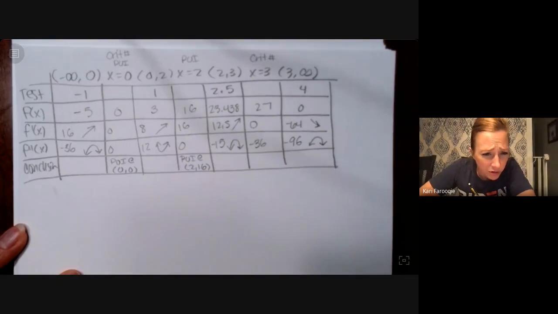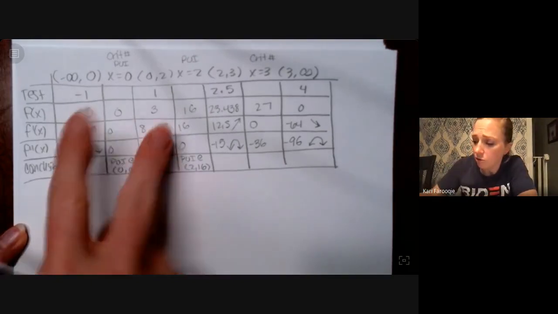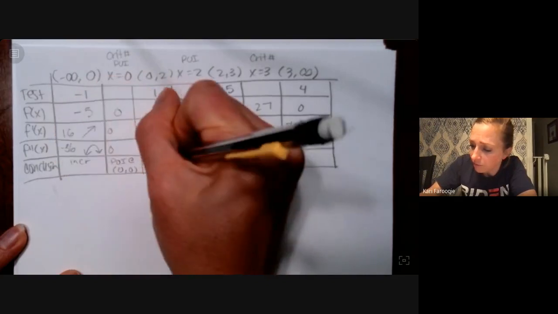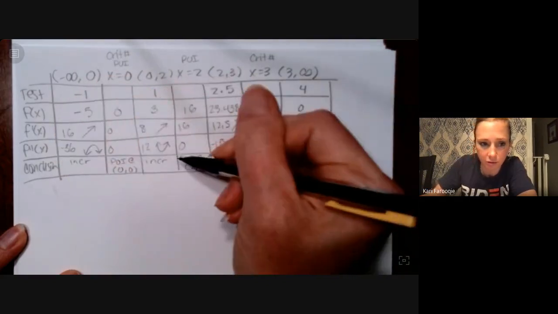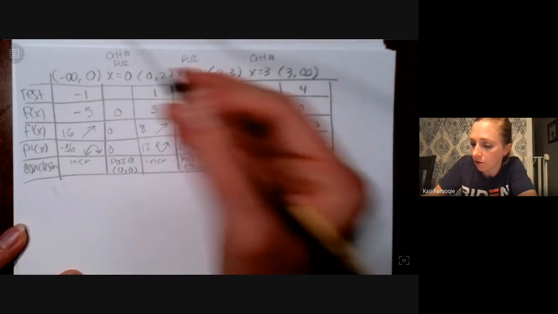As far as our critical numbers are concerned, like we said, we went from increasing to increasing. So we're not expecting that we have any local extrema here. It's not happening.